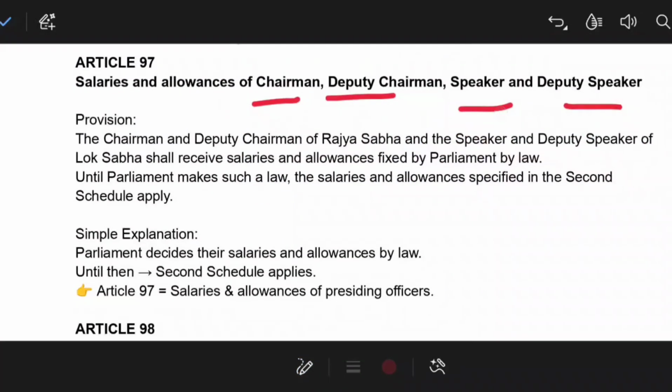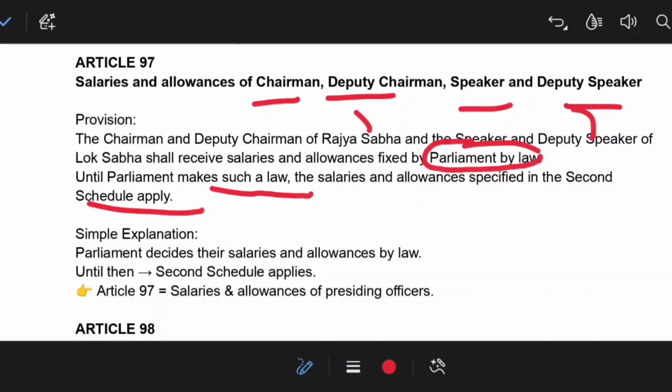So the chairman and the deputy chairman of the Rajya Sabha, and the speaker and the deputy speaker of the Lok Sabha, shall receive salaries and allowances fixed by Parliament by law. Who will decide how much each one will get as remuneration or salary? This power lies with Parliament. Parliament by law will decide. Clear? Until Parliament makes such a law, the salaries and allowances specified in the Second Schedule will apply.